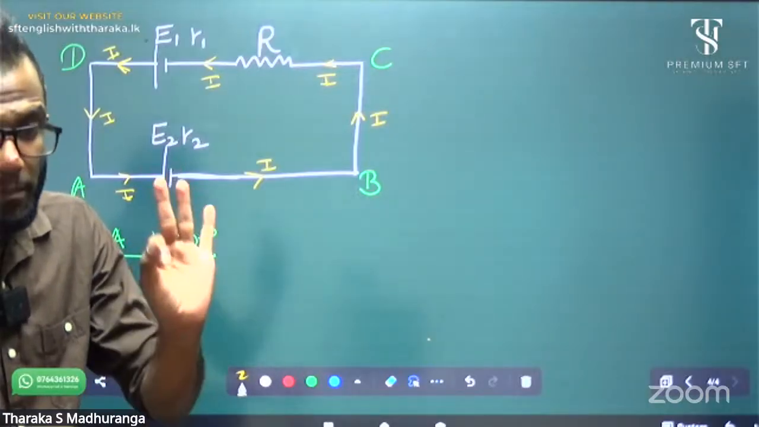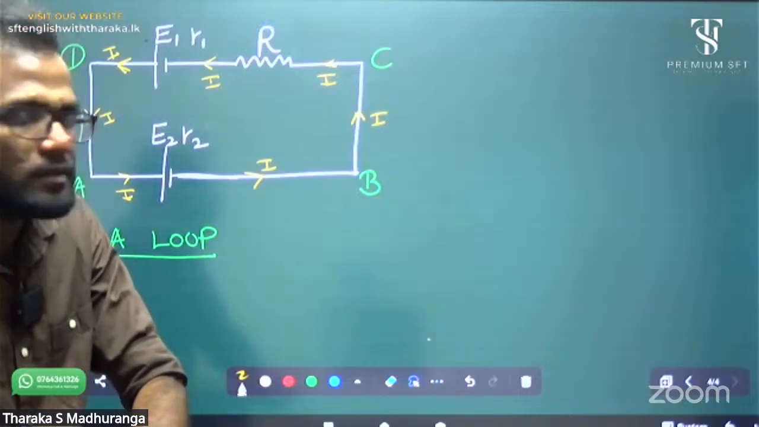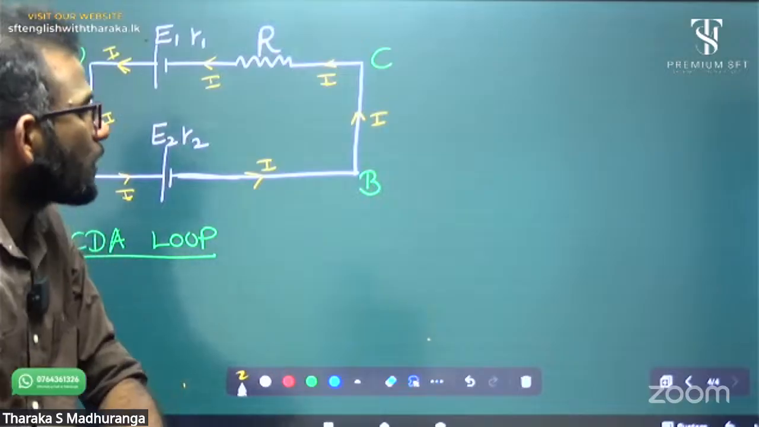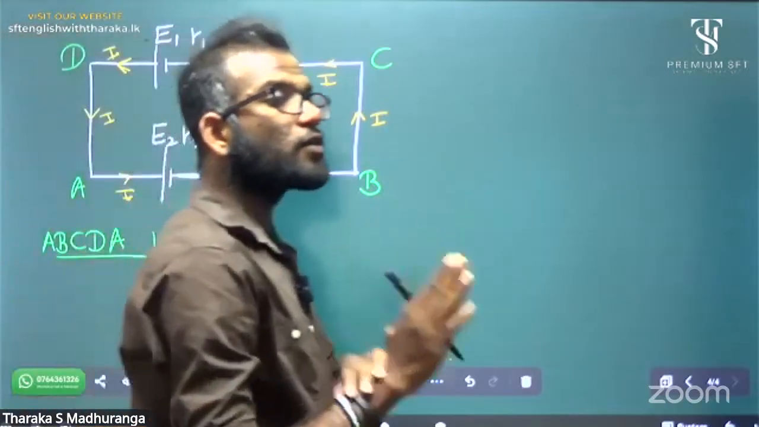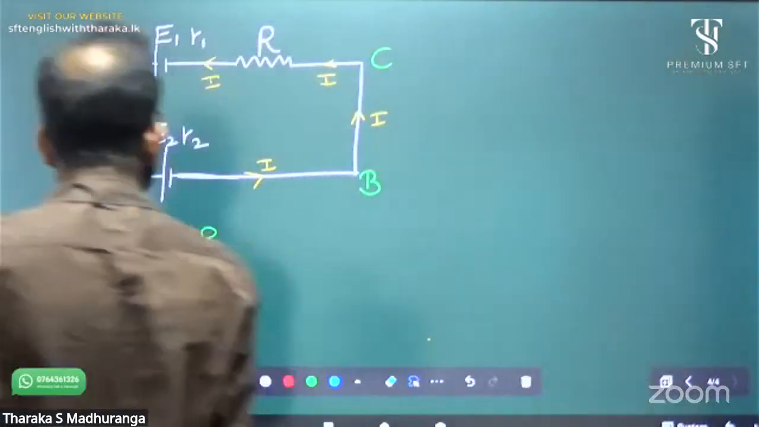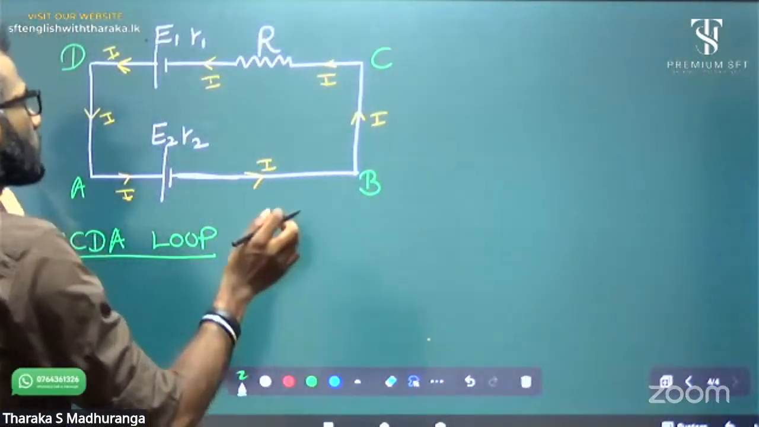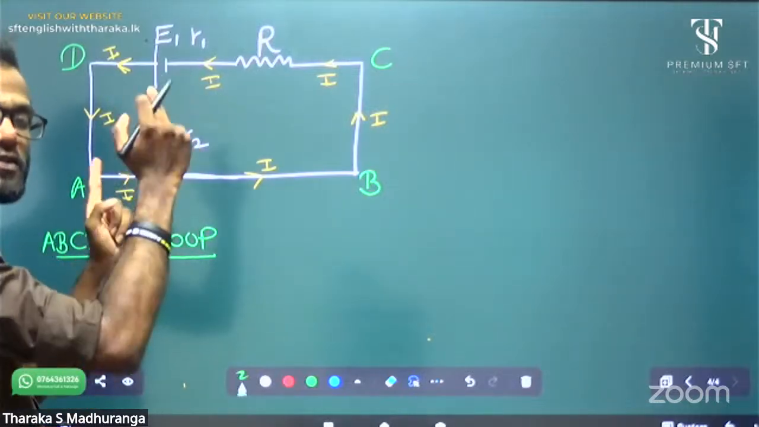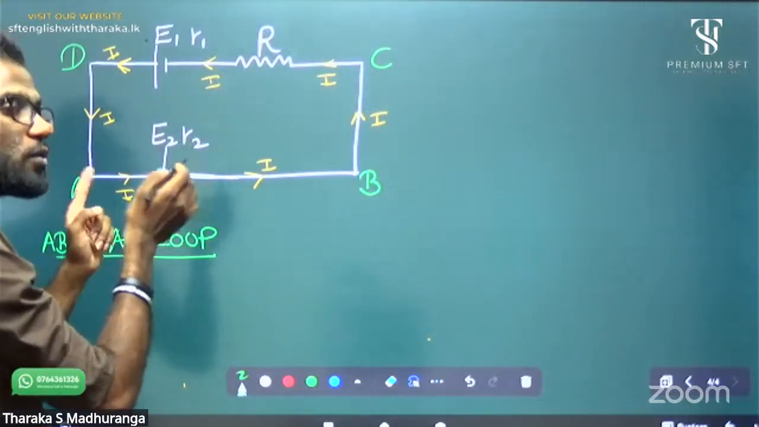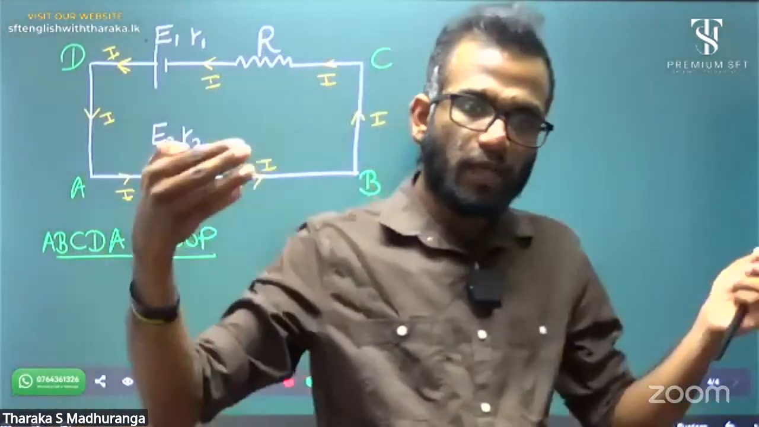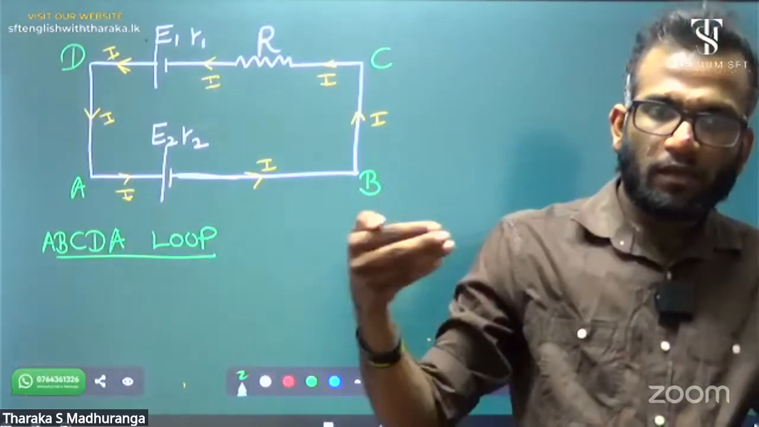My third step. What is my third step? I want to mark the electromotive force direction. Always remember, electromotive force always has a battery. I told you, electromotive force always acts from negative to positive. Negative to positive.